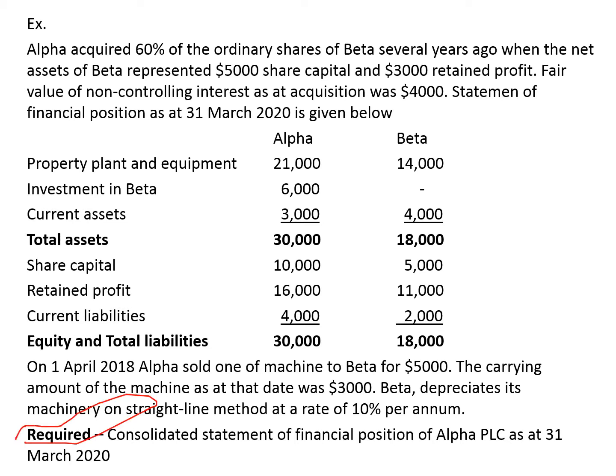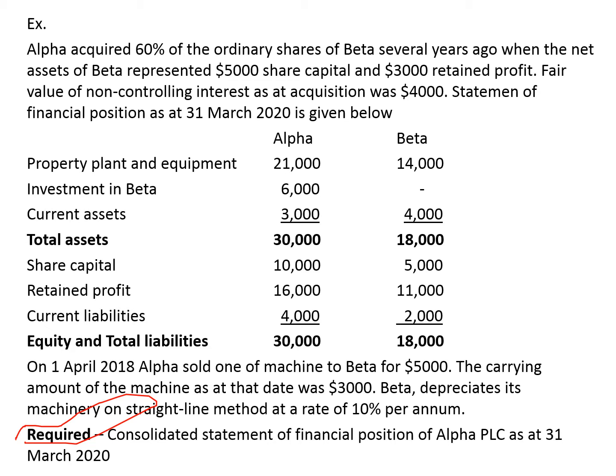You are required to prepare consolidated statement of financial position of Alpha PLC as at 31st March 2020. So you are required to prepare consolidated statement of financial position or consolidated balance sheet. Right? So accordingly you should have information about the parent company and subsidiary company. Okay, we'll now read the question objectively.